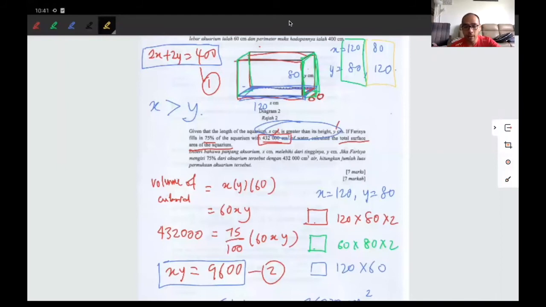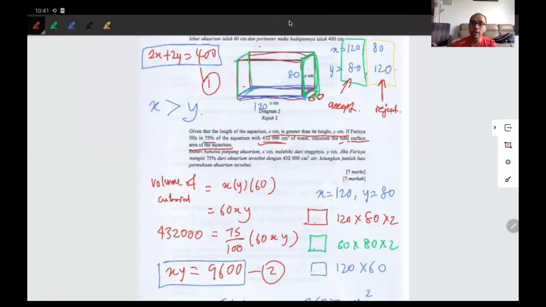How do I determine whether it is the green color or the yellow color that is correct? It's because of this sentence over here. To rub it off, sorry. Okay, it's because of this sentence: x is greater than the height y. So therefore, this set jawapan saya reject, and this one I accept. Otherwise, you cannot count the surface area. You don't know which x and y to use. That's why you need to read the question properly.